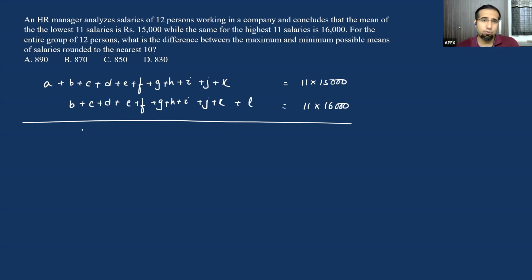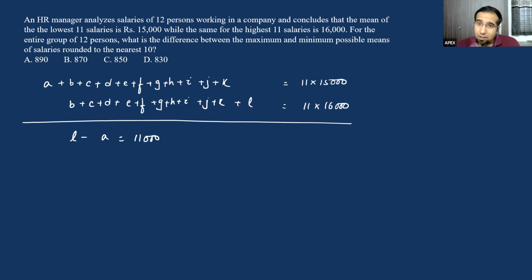So if I subtract both the equations, what do I get? I get L minus A is equal to 16,000 into 11 minus 15,000 into 11. That will be 1,000 into 11, right? So 1,000 into 11 will give you how much? 11,000.